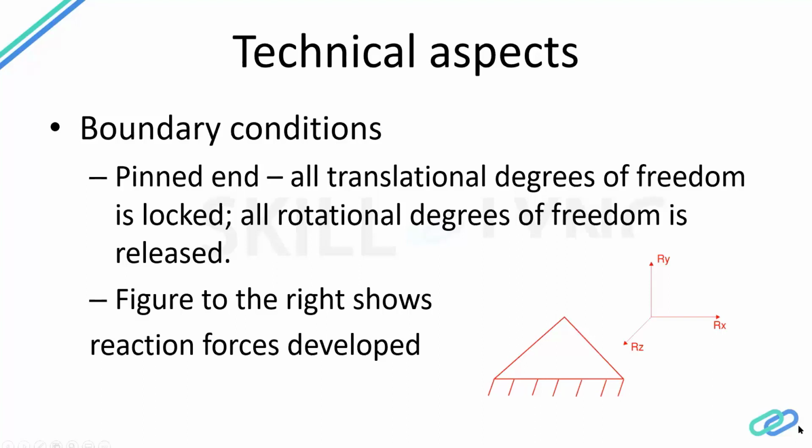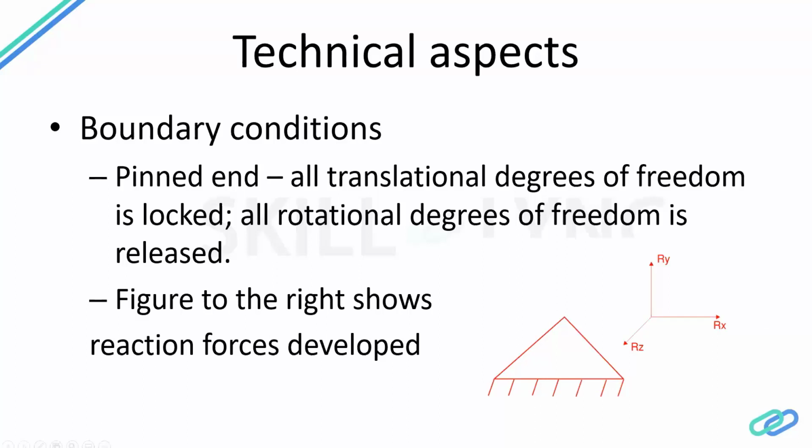One more thing I would like to bring up here is that any support would induce a reaction load only in the direction in which it is locking or restraining a particular degree of freedom. And that's how the reaction is developed in the support.